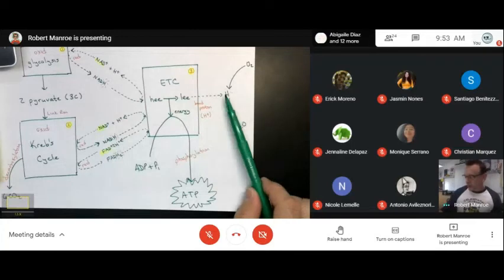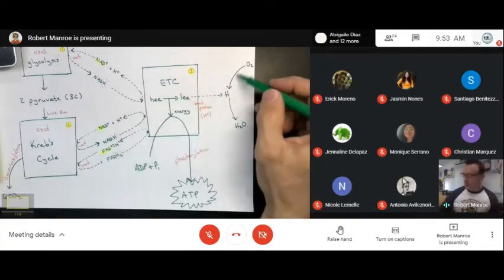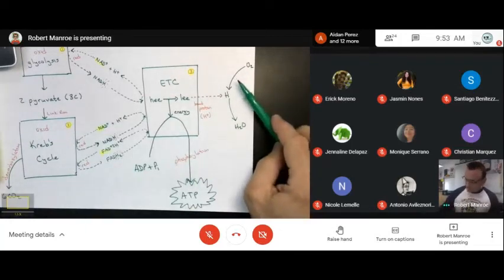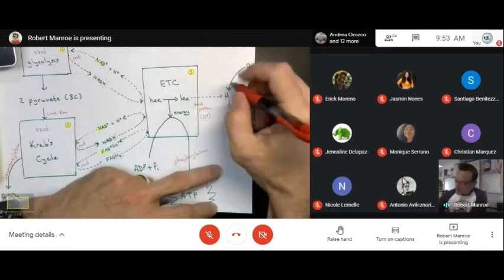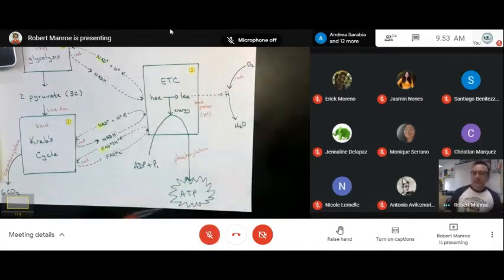And it's actually 4 protons for every oxygen molecule. There's a lot. We should actually talk about that. So ultimately, what happens to the oxygen here, as it's picking up these electrons? It's reduced.